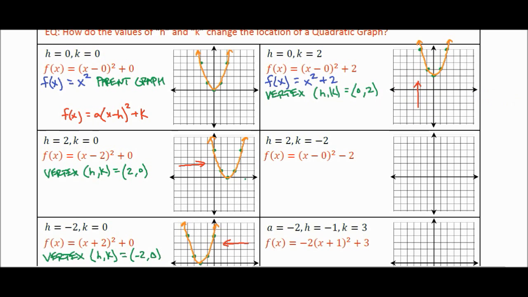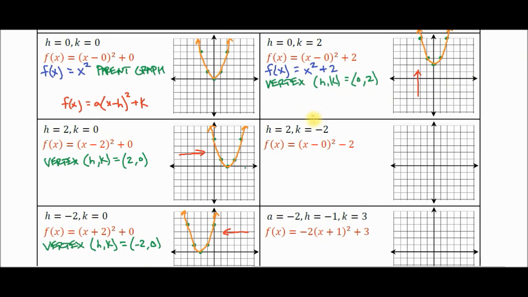So we probably can predict, class, that if k goes down, or is negative, it's probably going to shift down. And that's exactly what happens. Let's go ahead and write this function. You can write this the same way as we did before. Since h is 0, we could just drop that out of the equation. This is just x squared minus 2.